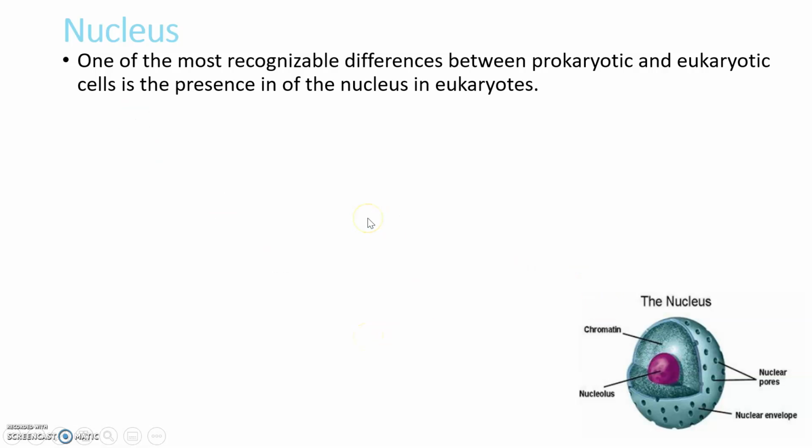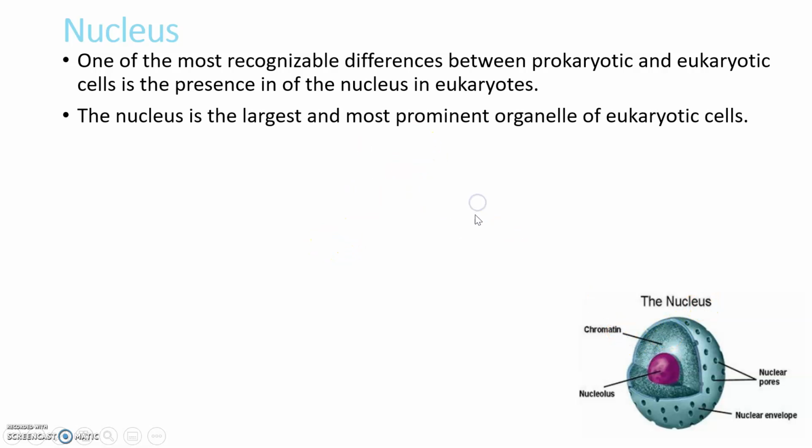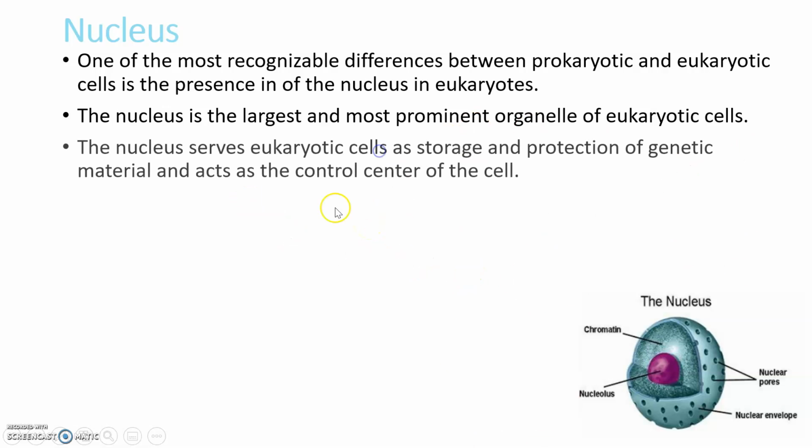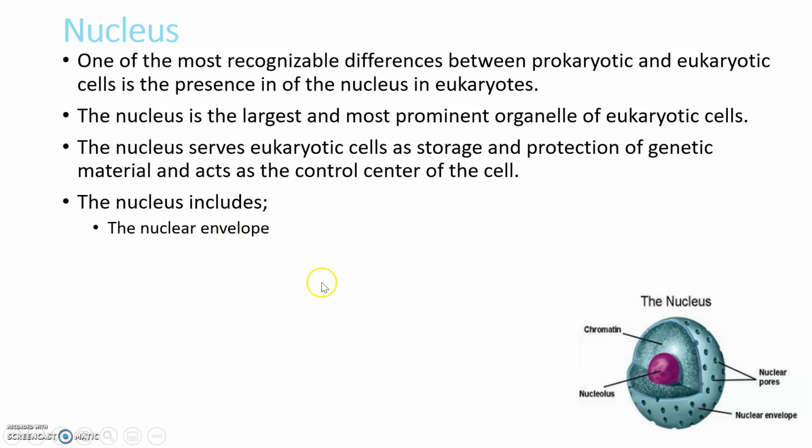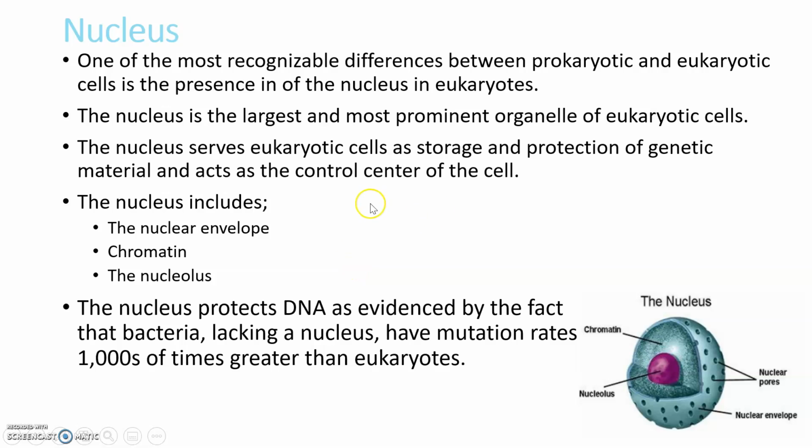Next up, we're taking a look at the nucleus, probably the most recognizable difference between prokaryotic and eukaryotic cells. You can even see the nucleus, or at least the dense portion of the nucleus, under a light microscope, which are the weaker of the microscopes, when you look at most eukaryotic cells. So it's a large and prominent organelle. It serves as the storage and protection of the genetic material, which is your DNA, and it also acts as a control center. When we talk about the nucleus, we include the nuclear envelope, chromatin, which we just discussed, and the nucleolus, which we will discuss in a little bit.